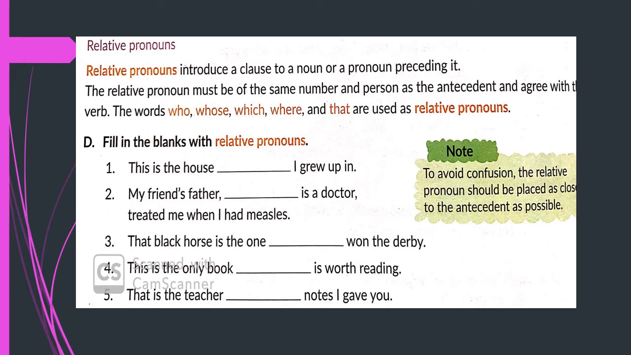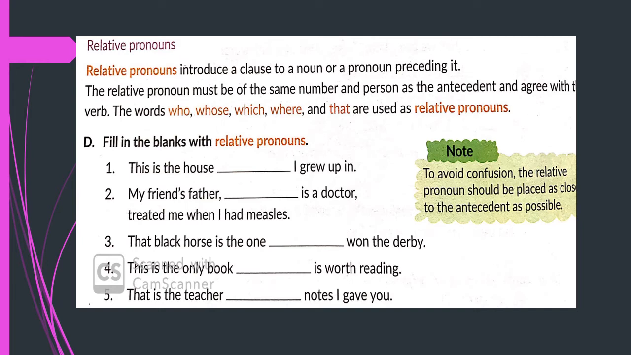Now, relative pronouns introduce a clause to a noun or a pronoun preceding it. The relative pronoun must be of the same number and person as the antecedent and agree with the verb. In subject-verb agreement, we have always understood that the verb must agree with the subject. So when the relative pronoun acts as a subject, we must make sure that the number and person are similar and agree with the verb.